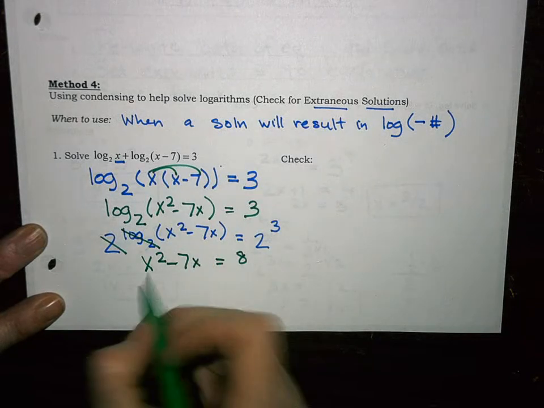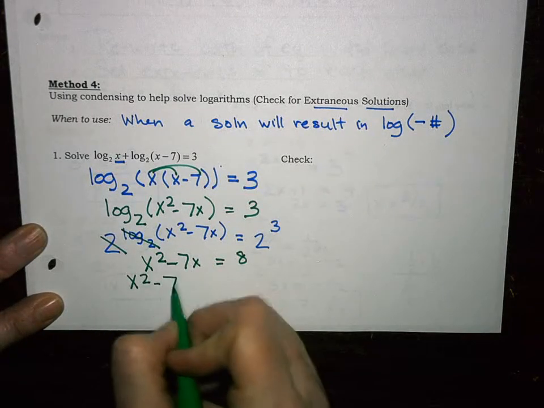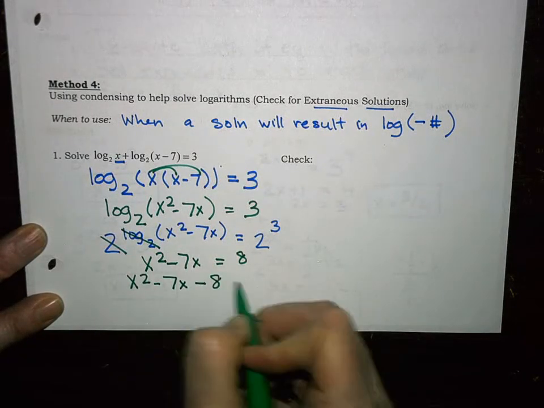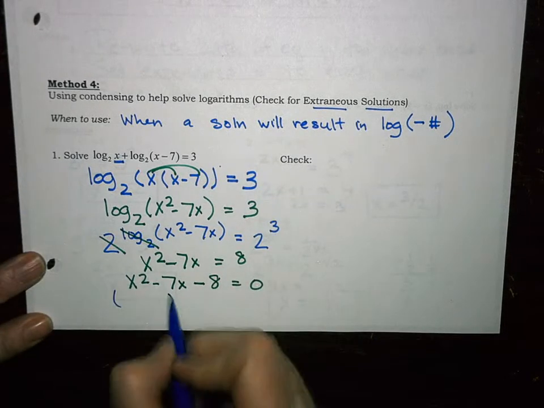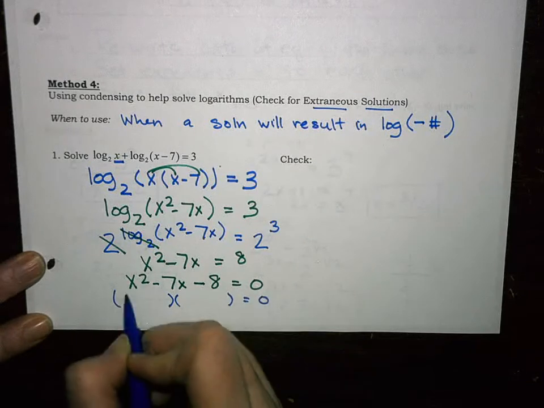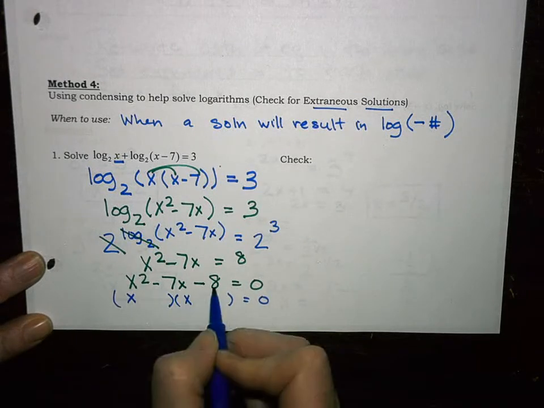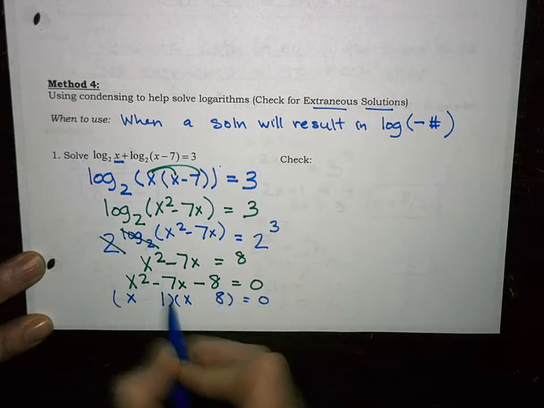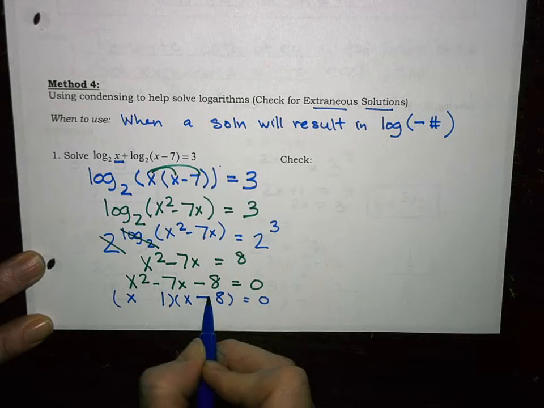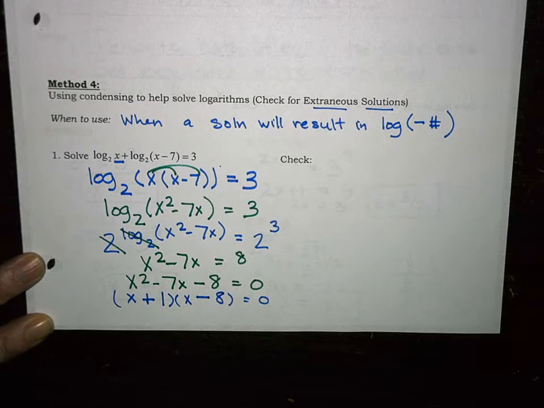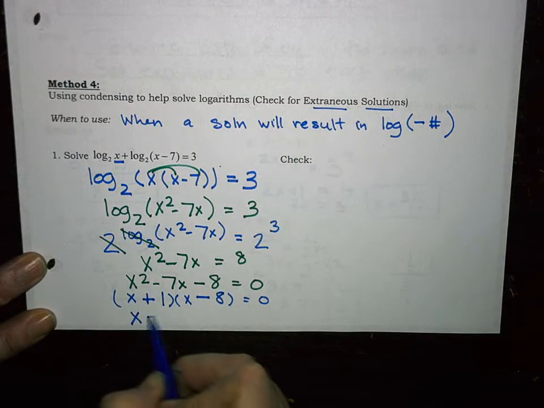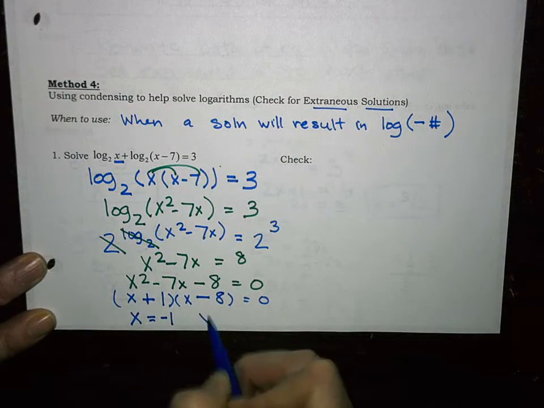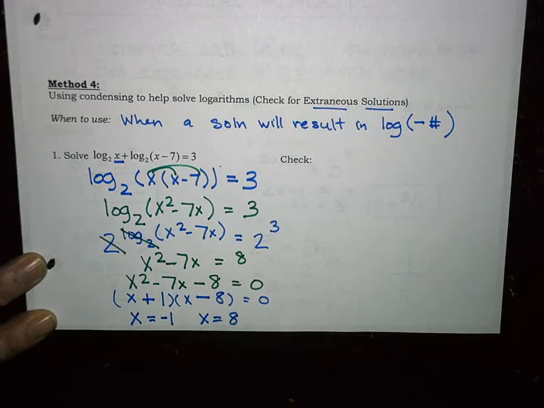Now, I see that I have a quadratic almost. I'm just going to move this over to get x squared minus 7x minus 8 equals 0. And I know that I can factor. So I get x, what multiplies to negative 8 but adds to negative 7? Well, if I make this negative and this positive, that'll work. So now I get two solutions. I've factored, and I say, okay, x equals negative 1, and x equals 8.